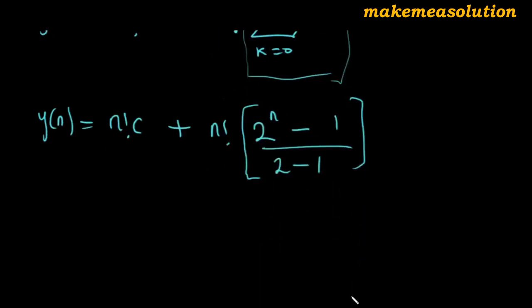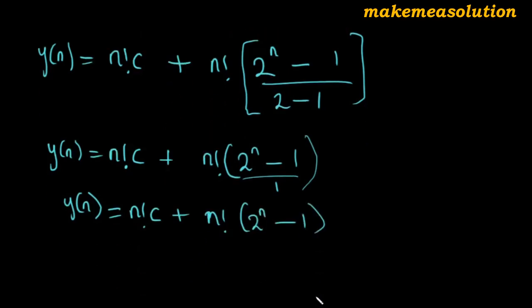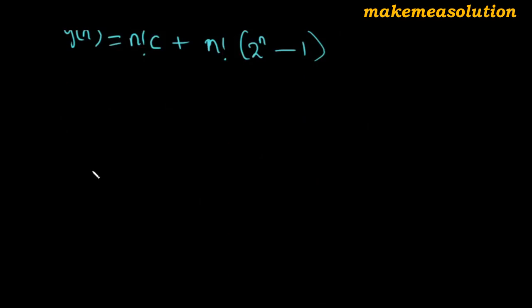Is that okay? So it will evaluate to this, so that your y of n will be n factorial c plus n factorial times 2 raised to the power of n minus 1 over 1. Is that okay? So y of n is n factorial c plus n factorial 2 to the n minus 1. At the end of the day, you have your y of n to be n factorial c plus 2 to the n minus 1.